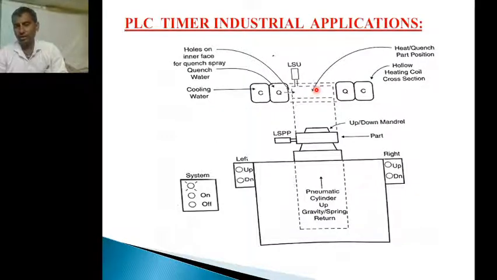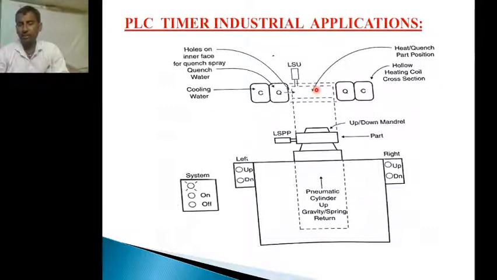So I will once again tell what is involved in the hardening of the metal with the help of the PLC timer function. We have three types of switches: master on and master off, right start and right stop, and left start and left stop. Here we can represent the right up and right down, and the left up and left down.